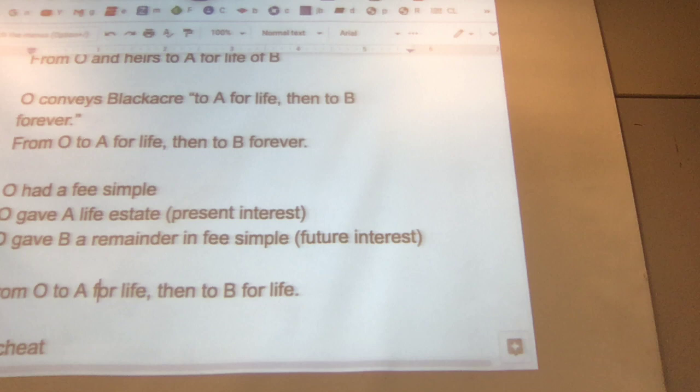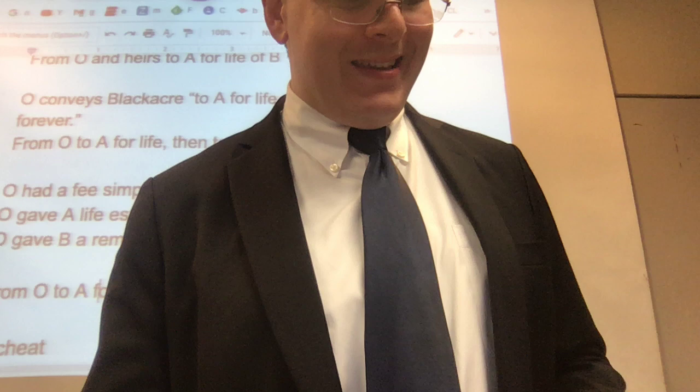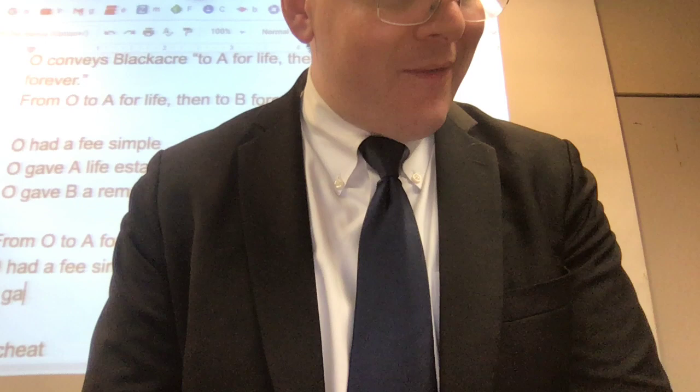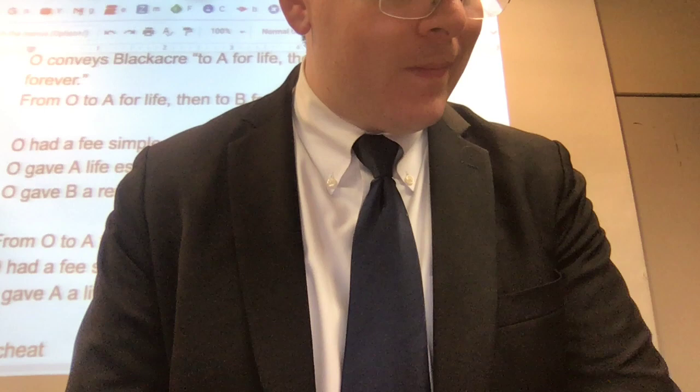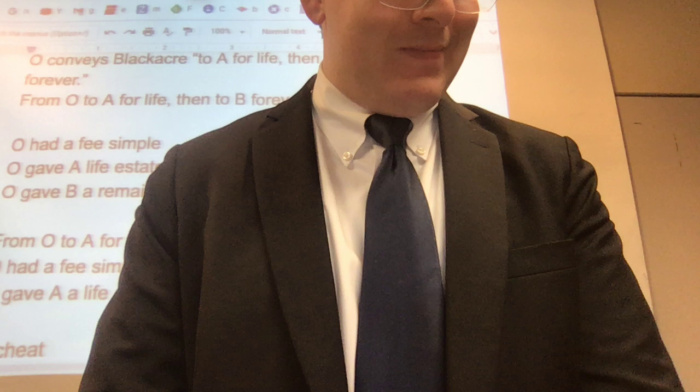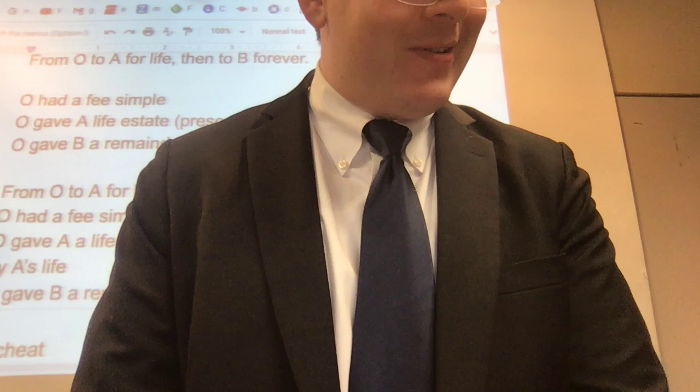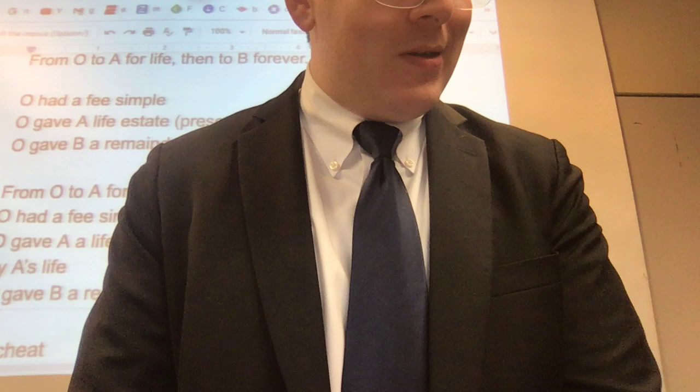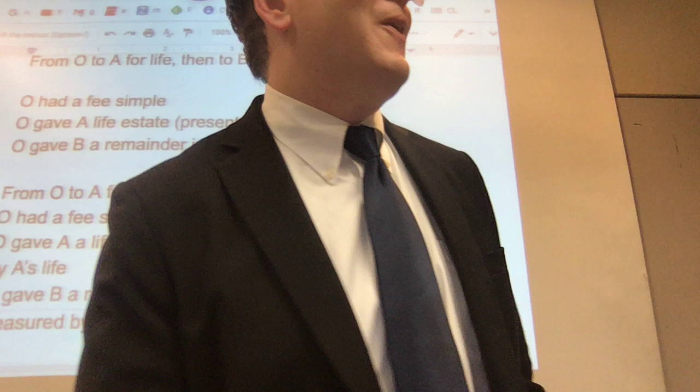Yeah, very good. I'm going to write this out for you. I know this is complicated. O had a fee simple. O gave A a life estate, which is a present interest. And that's measured by A's life. O gave B a remainder in life estate, which is a future interest, which is measured by B's life. You see what's going on here.